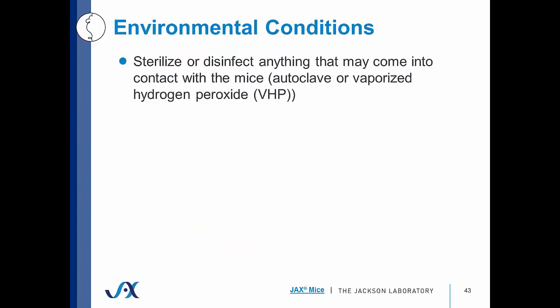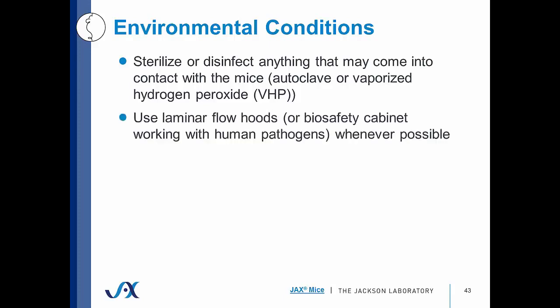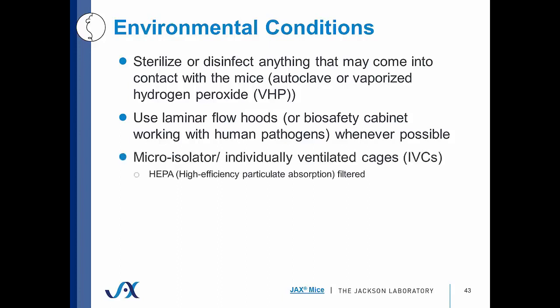We also recommend that you sterilize and disinfect anything that may come into contact with the mice, either by autoclaving or using vaporized hydrogen peroxide for anything that cannot be autoclaved. Also, use laminar flow hoods or a biosafety cabinet when you're working with human pathogens whenever that's possible. And we actually always change our cages using a laminar flow hood. The hoods are sterilized with a quaternary ammonium disinfectant, and we ensure that everything that we need is located in that hood, because once your hands leave the hood, you have to disinfect them again.